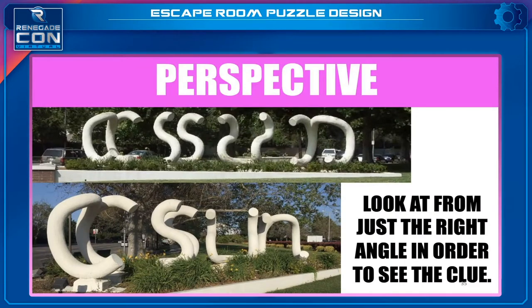Perspective puzzles can be really fun. So this is a puzzle where if you look at something from the right angle, you can see the clue. This is actually a sign that's near my house for a college called CSUN. And you can see at the top that it just kind of looks like weird squiggles. But then as you're driving by it and you get to the right place, you can see that it says CSUN. And it actually says it from both angles.